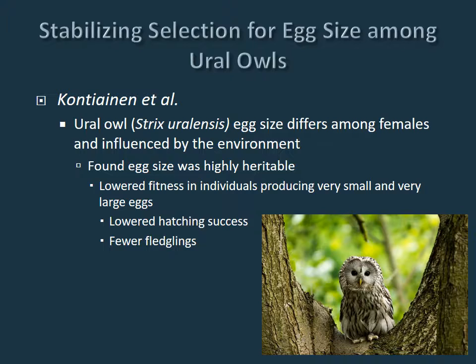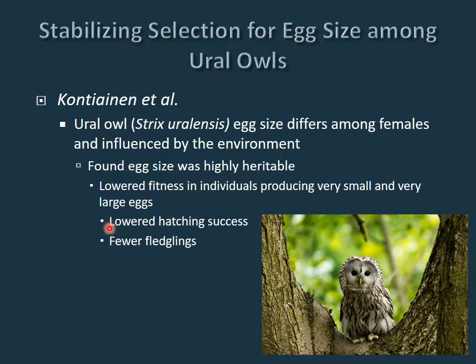And there's a lowered fitness in individuals that produce very small and very large eggs. So in this owl, if the owls have large eggs or small eggs, then those offspring are not as likely to survive. And the owls that had medium-sized eggs were much more likely for their offspring to survive. And again, fitness is how many of your offspring survive and reach maturity.